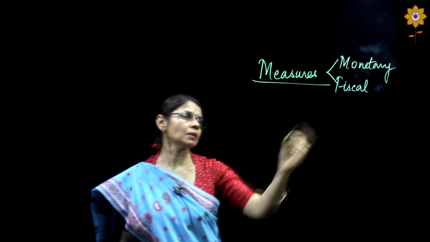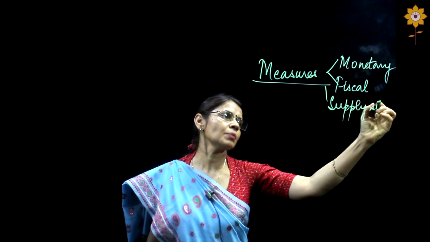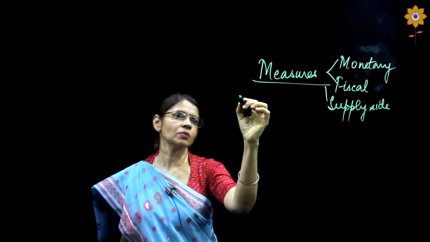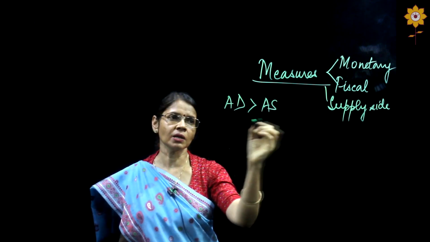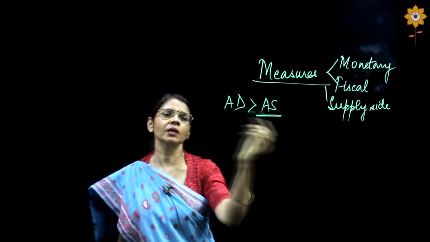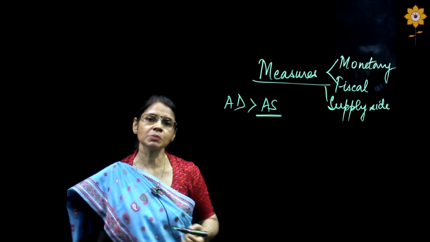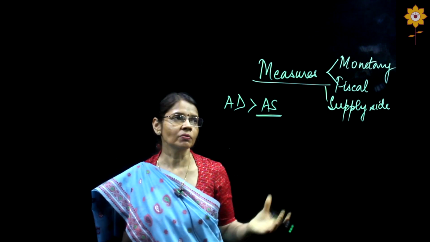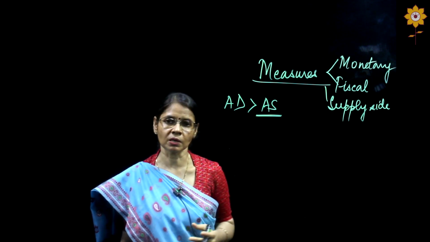There can also be some supply side measures which can be taken. Why supply side measures? Because generally when we talk about inflation, we say if the demand is more than supply, there is inflation. So if by any chance this supply is increased, it will be equal to demand and the prices can be controlled. So sometimes supply side measures are also taken. But generally in the economy, it is either monetary measures or fiscal measures.